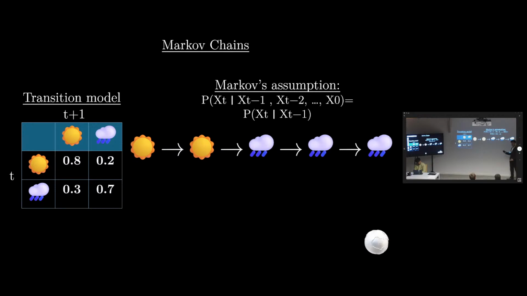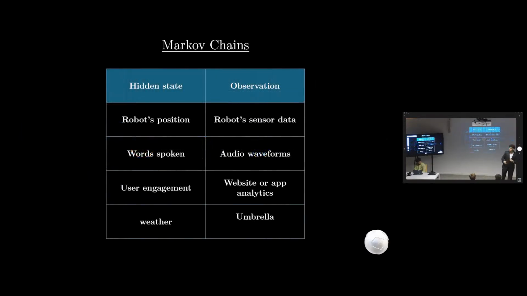The problem is that you could already notice that it's not very accurate. And usually, me, for example, as a programmer, I don't really know what's the hidden state of the weather. Let's say I'm in the office. I don't know what's the weather outside the office. So we can use some sensors. For example, for the robot's position, which would be the hidden state, I can use the robot sensor data. For the word spoken, I could use the audio waveforms. For the user engagement, I could use the website or app analytics. And for the weather, we use umbrellas.